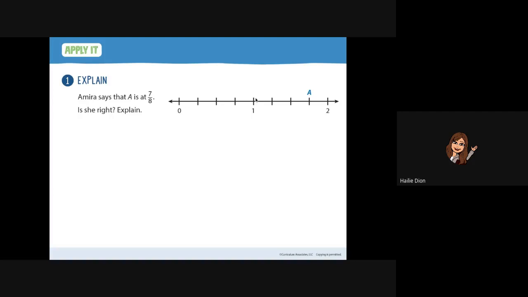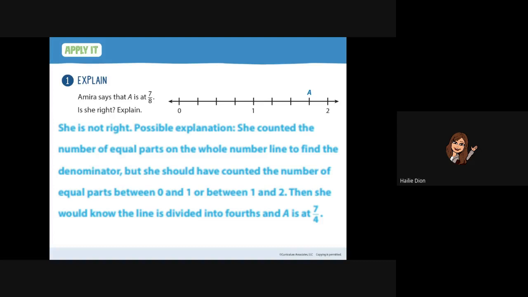So it looks like she did the 8 because instead of keeping the denominator at 4 when she hit the 1, it seems like she doubled when she went from 1 to 2. She doubled it and changed her denominator to 8. So she counted the number of equal parts on the whole number line to find the denominator, but she should have counted the equal number of parts between 0 and 1 like we did. Because if we keep going, we have 1, 2, 3, 4, 5, 6, 7, 8. So that's what she did. She went and counted everything instead of stopping in between the first set of whole numbers.